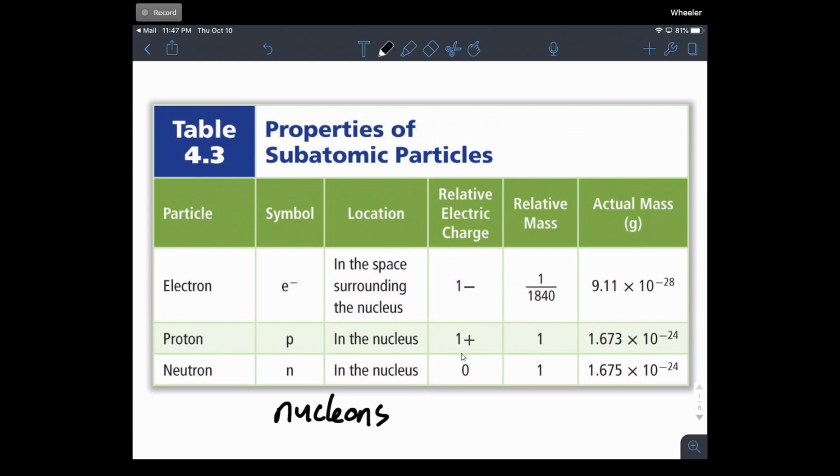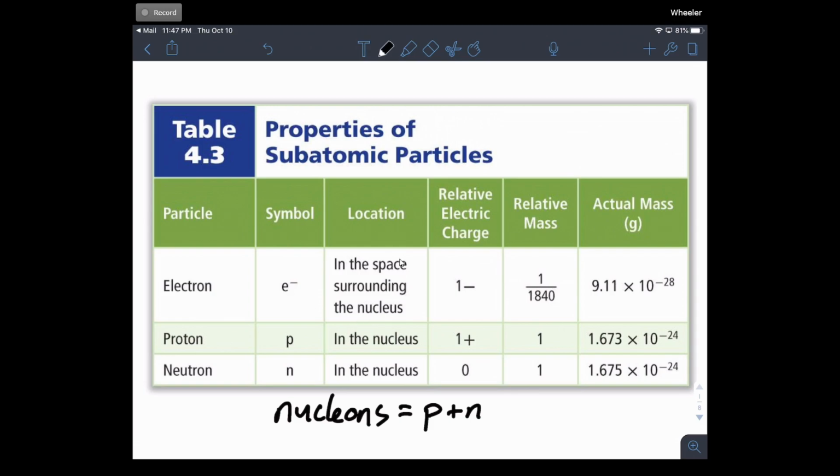And so that is the protons plus the neutrons. We could use symbols like P for protons and N for neutrons, as well as E with a negative sign for electrons, so that we don't always have to write out the whole word for each of these particles.